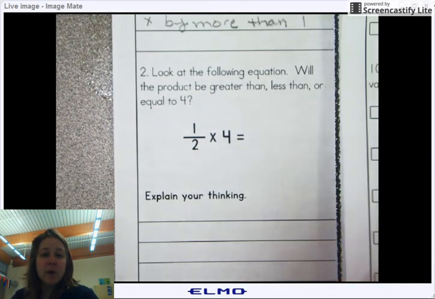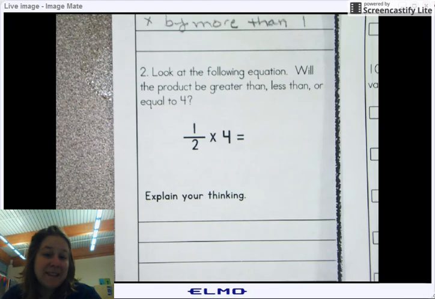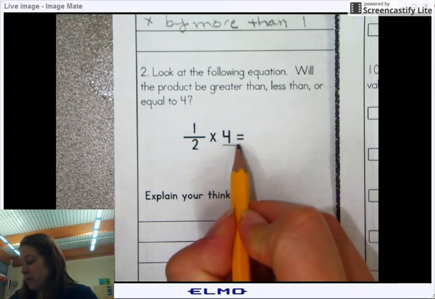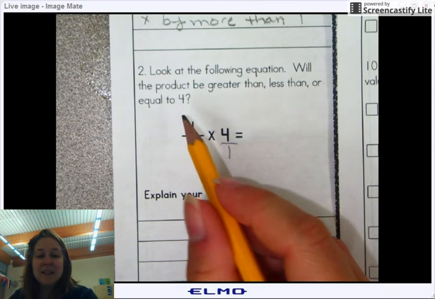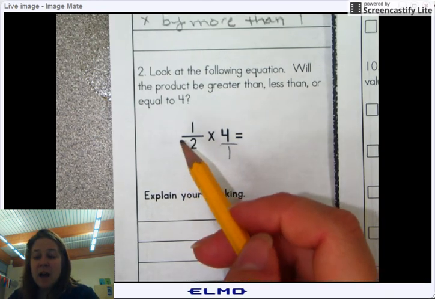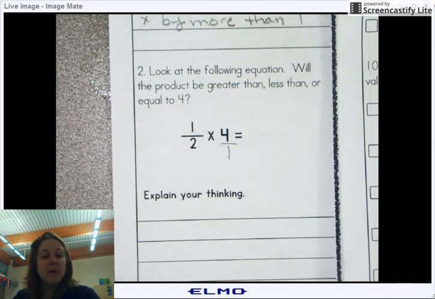Okay, looking at the following equation, will the product be greater than or less than or equal to 4? So this is really over 1. And remember what I said last time, this is not a whole number. It's not an improper fraction. It's less than that. You could probably figure that out in your head. If you'll take a moment and choose on the other side of whether it's greater than, less than, or equal to.